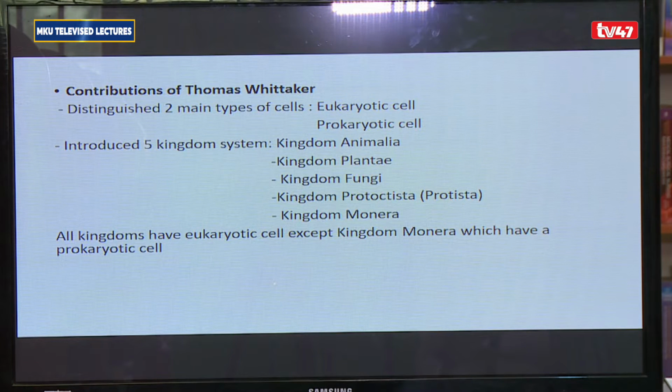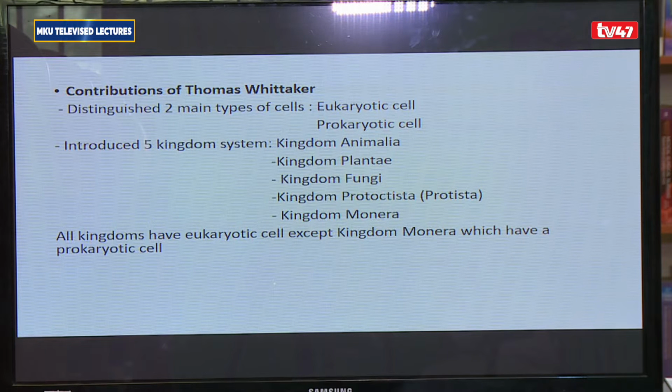So Thomas Whittaker distinguished the two main types of cells that we find in living things, the eukaryotic cell and the prokaryotic cell. He then, based on the challenges observed with the two kingdom system, introduced three more kingdoms to take care of the more living things. So now he gave us what we call the five kingdom system, where in addition to Kingdom Animalia and Kingdom Plantae that had been given by Carolus Linnaeus, he now added on the Kingdom Fungi for the fungi, the Kingdom Protoctista for small unicellular organisms that could not fit in any of the other kingdoms, and then Kingdom Monera, which basically comprises the bacteria. Now, out of the five kingdoms, all the kingdoms basically have a eukaryotic cell, except Kingdom Monera, which has a prokaryotic cell.